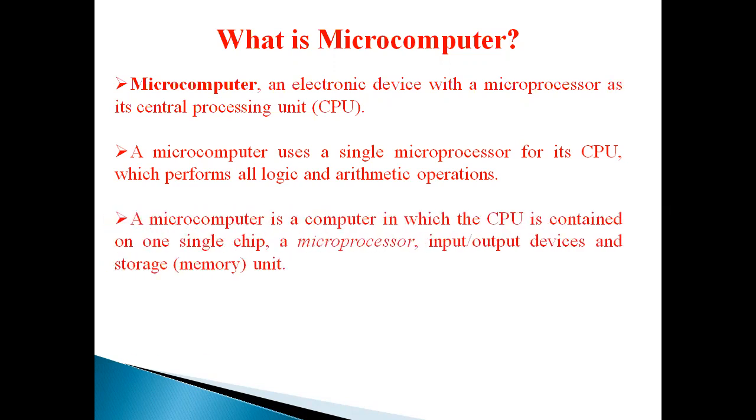Microcomputer is a computer in which the CPU is contained in one single chip. It means that the CPU is contained in the one single chip and it consists of microprocessor, input-output devices, and memory unit. It is a complete computer on a small scale designed for use by one person at a time. It was used in home, businesses, etc. The term microcomputer is used to describe a system that includes a minimum of microprocessor, memory, and input-output devices.